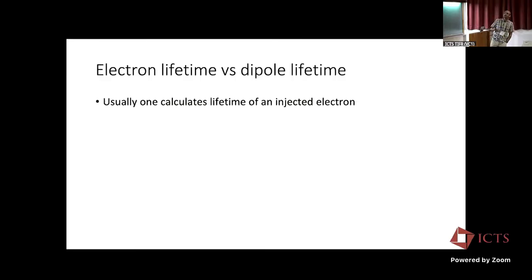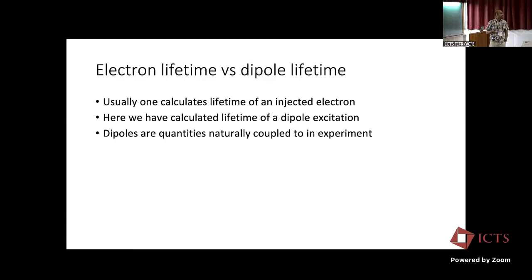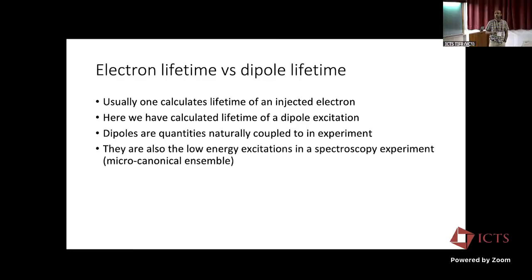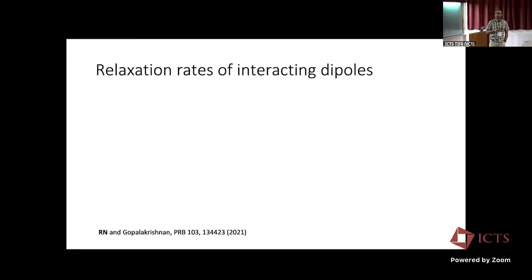One other caveat I'll make is that usually when we do, let's say, Fermi liquid theory, what one usually calculates is the lifetime of an injected electron. What we're calculating here is something different. We're calculating the lifetime of a Mott dipole. But that's okay, because the dipoles are the quantities that are naturally coupled to in the experiment. They're the low energy excitations of the insulating phase. So I think it's the right thing to be calculating a lifetime for, and they're marginally well defined. So that's why we call this the marginal Fermi glass. You can also, motivated by this, define a more abstract problem, which is just relaxation rates of interacting dipoles.